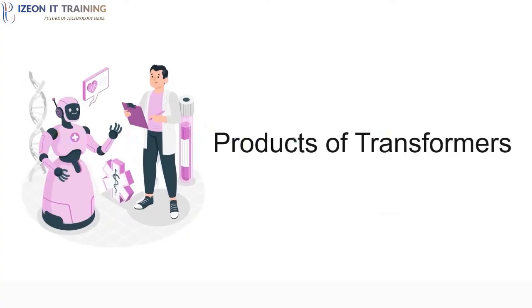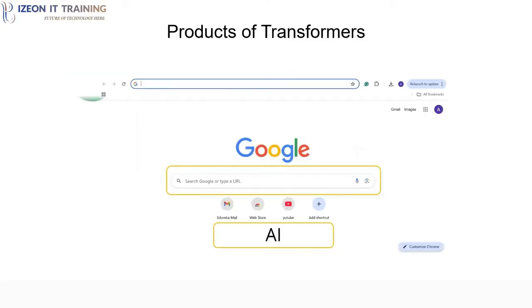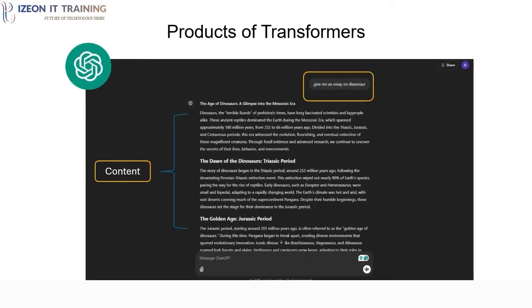Transformers have become an integral part of many real-world products that we use daily. Examples include Grammarly, which leverages transformers for advanced grammar and writing assistance, Google Search and its translation tools powered by models like BERT and T5, and ChatGPT, OpenAI's conversational AI that relies on the generative pre-trained transformer architecture.